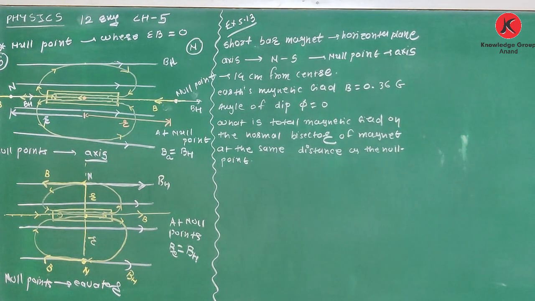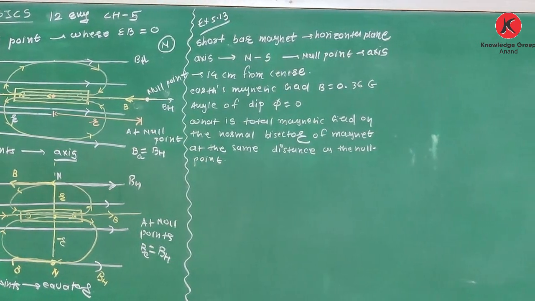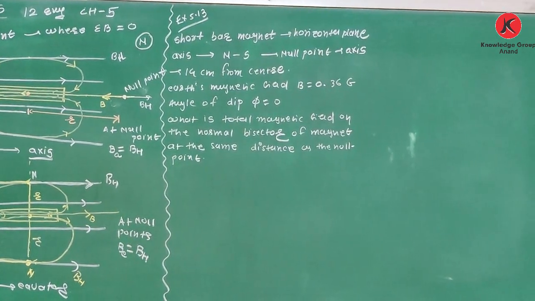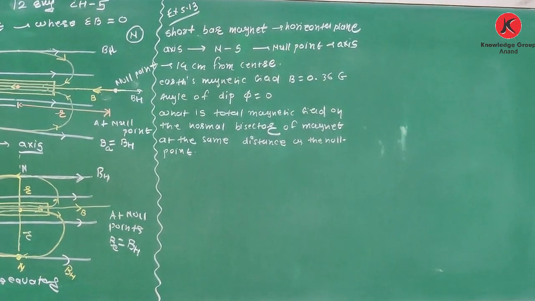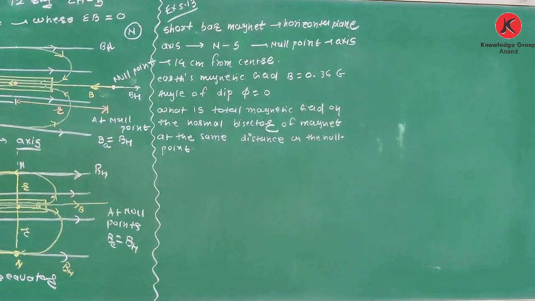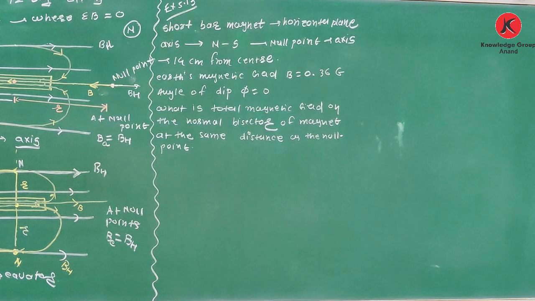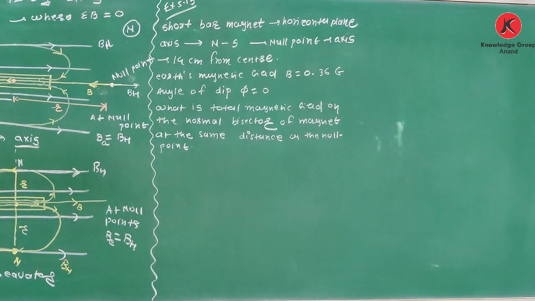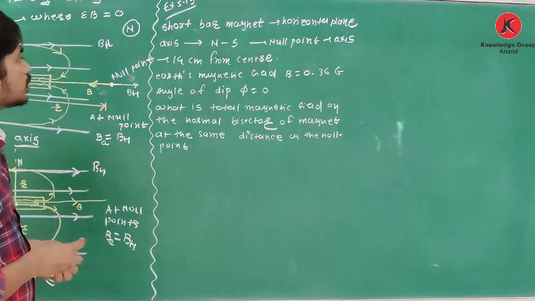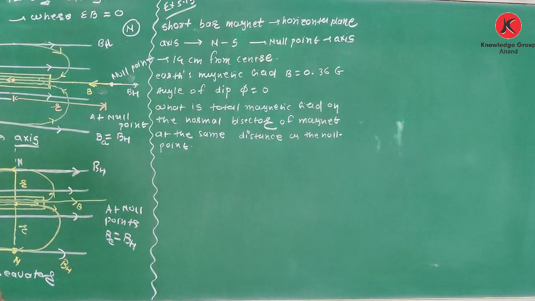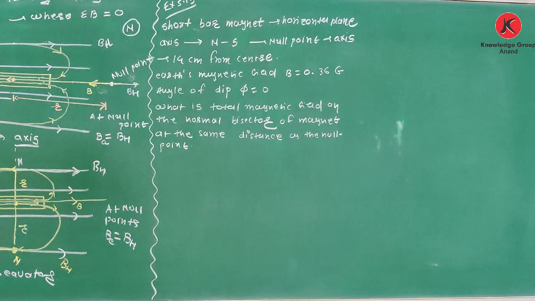See, exercise question number 5.13. You are given a short bar magnet which is placed in the horizontal plane such that its axis is in the geographical north and south direction, and in such a case null points are obtained on axis at 14 cm from center.